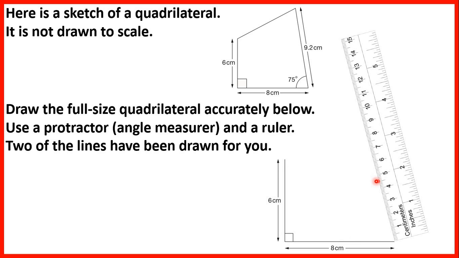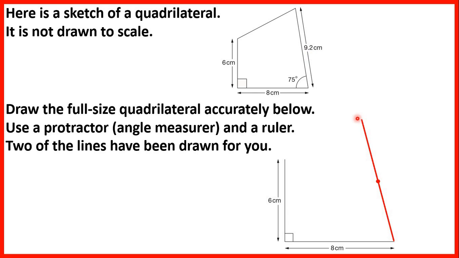Because now we can take our ruler and draw a line 9.2 centimeters long. So we need to make sure that 0 on the ruler is lined up with the point on the angle. And we also need our ruler lined up so that our line will go through the dot that we've drawn, because that means we'll have an angle of 75 degrees. Now we need 9.2 centimeters, so that's 9 centimeters and then another 2 little lines. So now all we need to do is join up these corners and we have the quadrilateral.